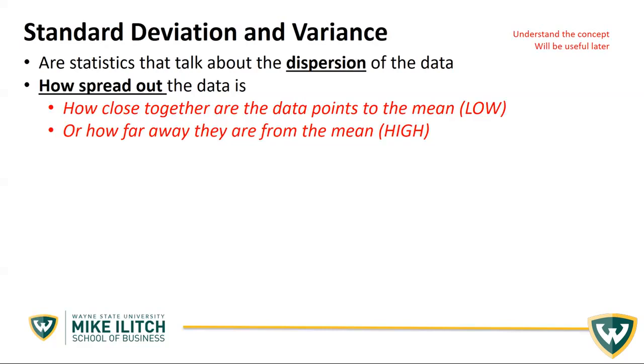minds. We learned that standard deviation and variance are statistics that talk about the dispersion of the data. And this information tells us about how spread out the data is. If my data points are close together and very close to the mean, mostly, then I have low standard deviation and low variance. However, if my data points are very spread out and far away from the mean, then I tend to have high standard deviation and high variance values.